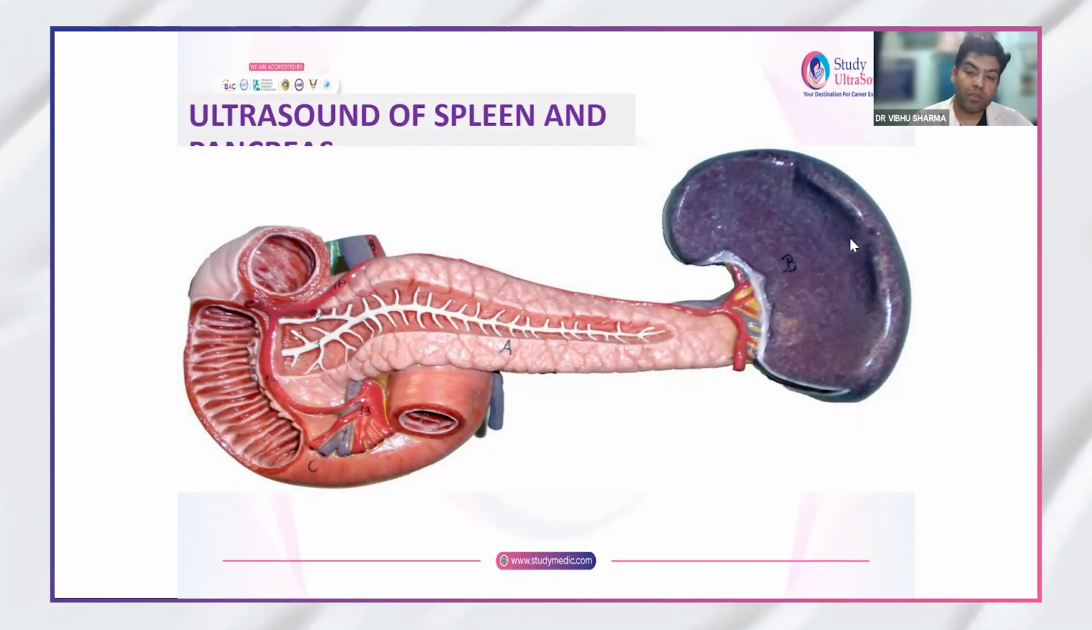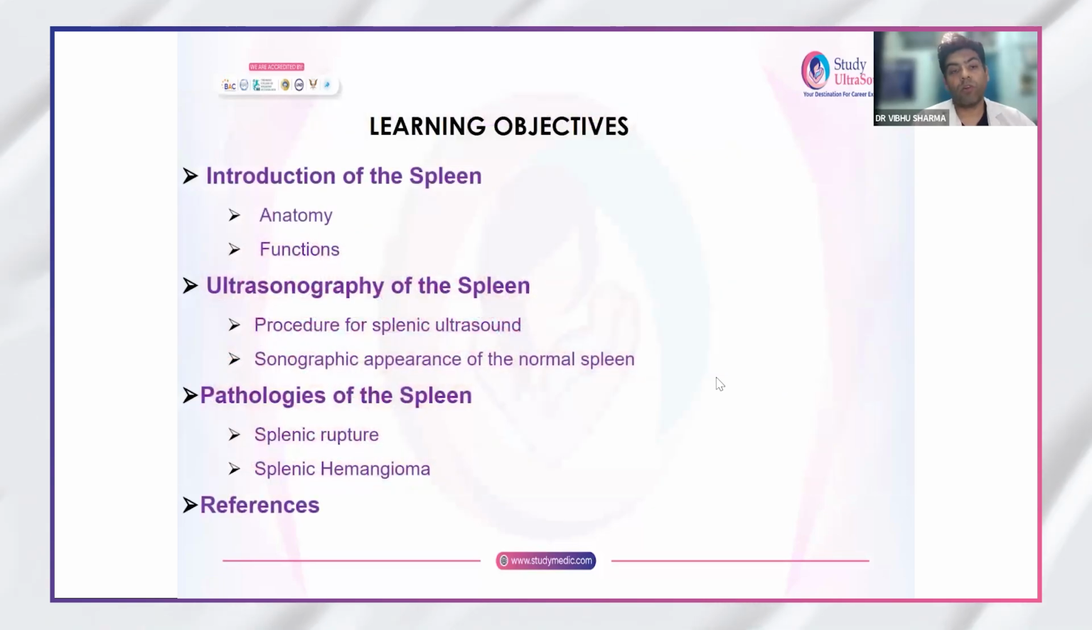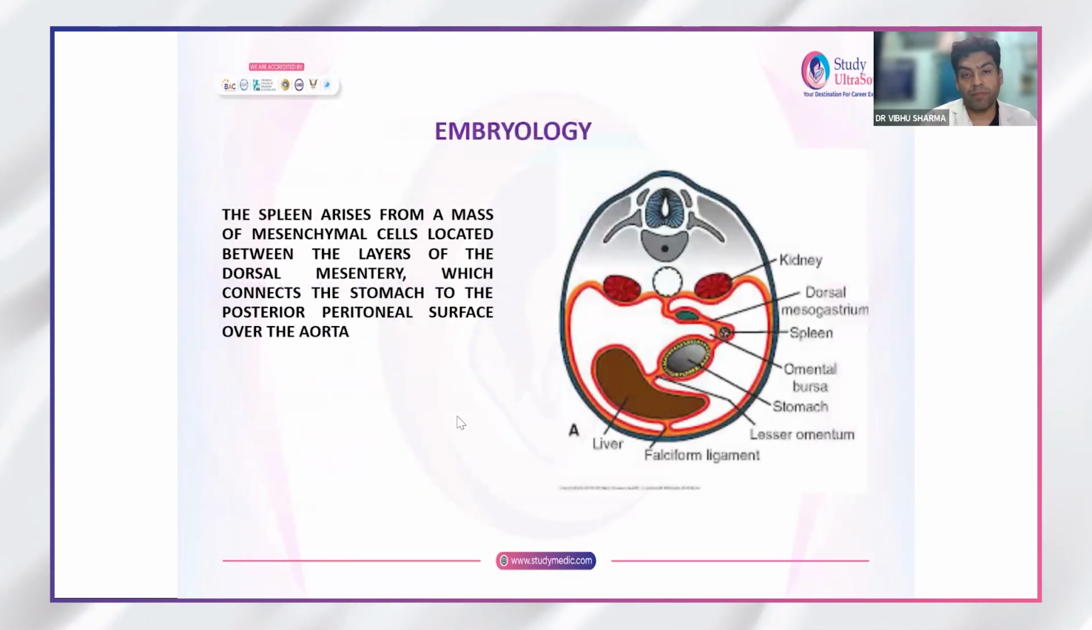You can see the structure. This is just a diagrammatic representation. What we'll be achieving by this session is we will understand the anatomy and function of the spleen. Then we will see about the ultrasonography of spleen, the procedures for splenic ultrasound, how the sonographic appearance of a normal spleen is. Also, we will see some pathologies like splenic rupture and hemangiomas.